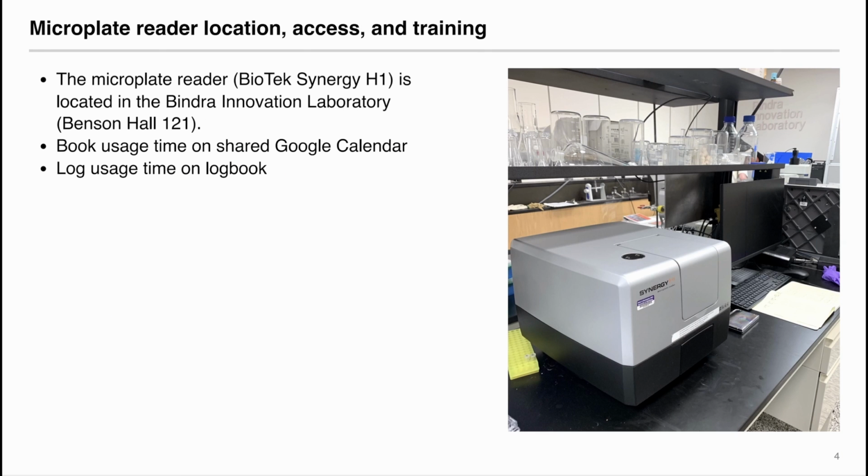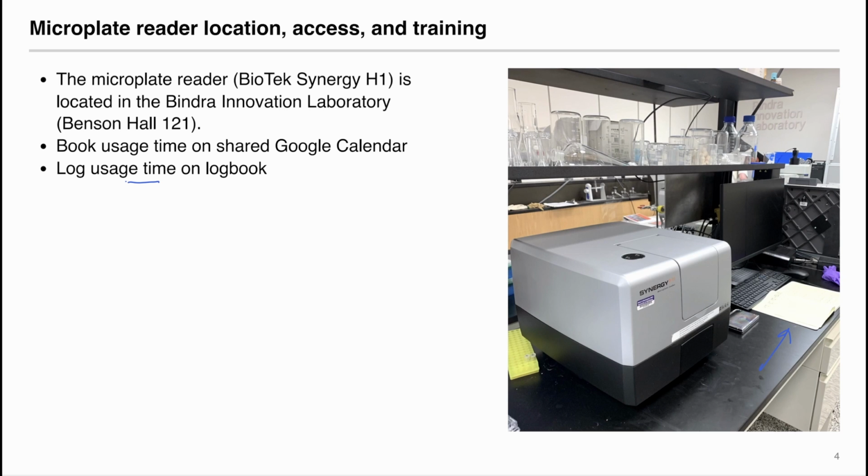The microplate reader at UW Chemical Engineering is the BioTek Synergy H1, and it's located at Benson Hall 121, or the Bindra Innovation Laboratory. Please contact the lab's current supervisor to gain access to the lab and receive training on the equipment. Before using the equipment, we book usage time on the shared Google Calendar. And before and after using the equipment, be sure to log your usage time in the logbook with your name, access time, and signature.